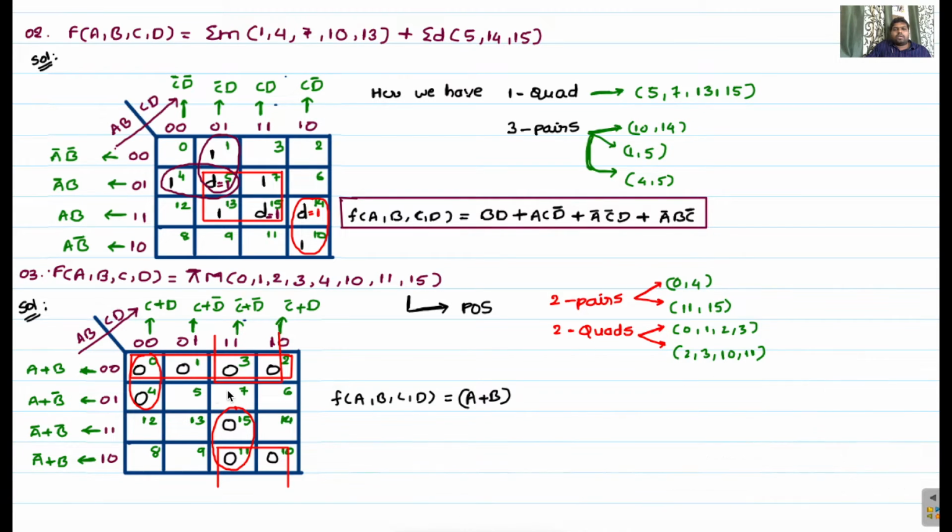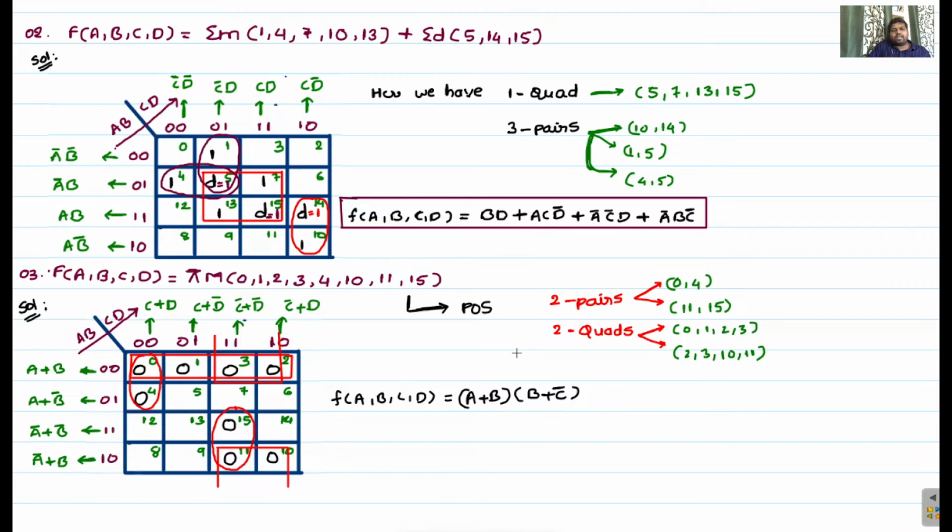This is the first term. Now the second quad is 2 comma 3 and 10 comma 11. If you observe, these 2 comma 3 and 10 comma 11 are accommodated with the 0 0 row and 1 0 row. If you observe these A plus B and A bar plus B sum terms, the common element here is B, so I am taking B. Next, if you observe columns, which are accommodated with the 1 0 and 1 1 columns, the common element is C bar, so I will take B plus C bar.